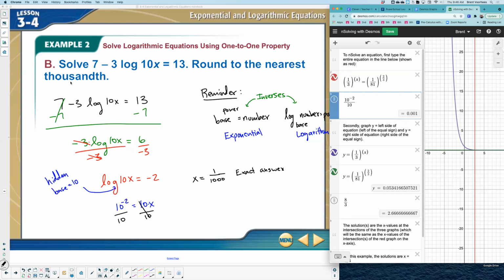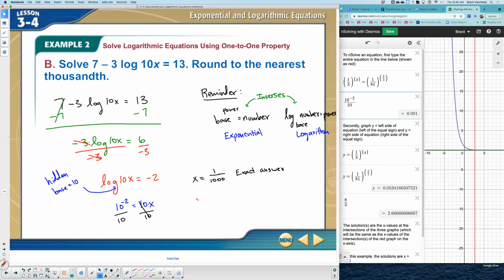1,000 has 3 zeros, so 1,000 allows for 3 decimals. This one is exact. I don't have to round, so I don't have to do a squiggly. I'm just going to say x equals 0.001. There's my answer. That is an exact answer as well. Since both of these are exact answers, I guess I don't need that word exact answer. That implies one is and one's not. But that would be your answer. All right.